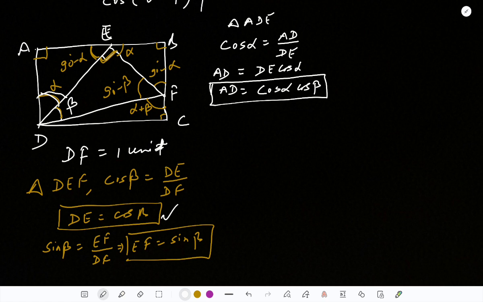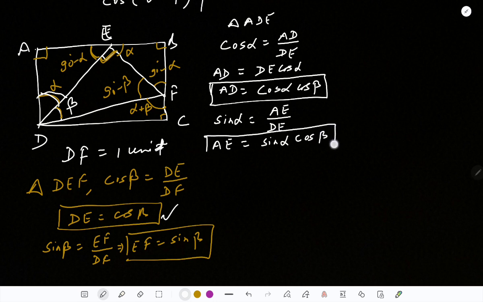Now try to find sin alpha. Sin alpha in this left triangle will be perpendicular by hypotenuse, that is AE upon DE, and don't forget you have DE equals cos beta. That means you got the value AE equals DE times sin alpha, so I will be writing it as AE equals sin alpha cos beta.